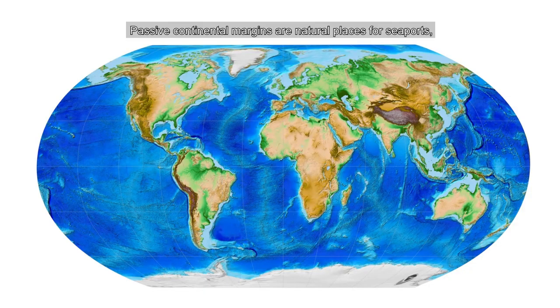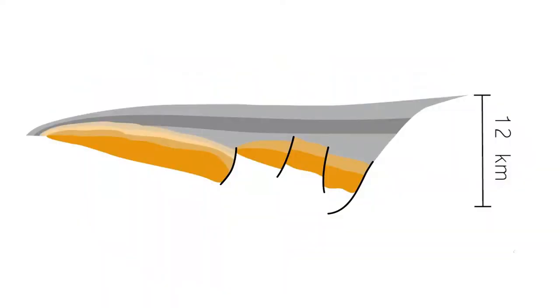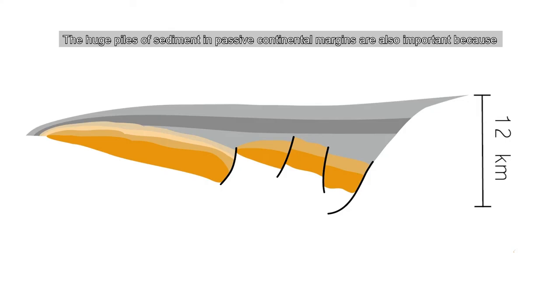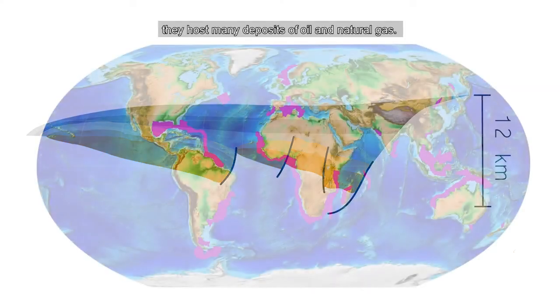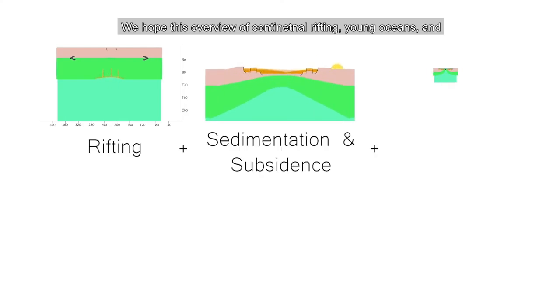Passive continental margins are natural places for seaports, many of which have grown into bustling seaports, like New York City, Houston, London, Bombay, Calcutta, Singapore, Hong Kong, Shanghai. The huge piles of sediment in passive continental margins are also important because they host many deposits of oil and natural gas.